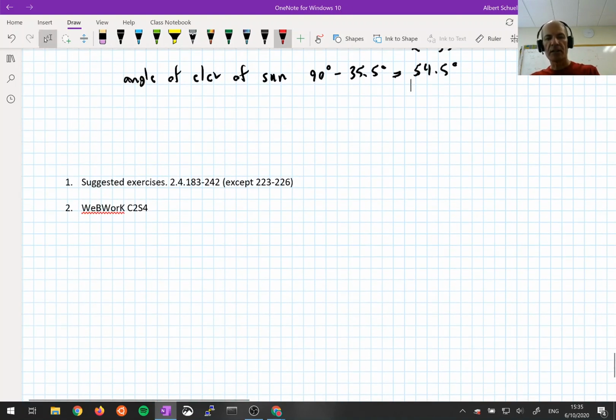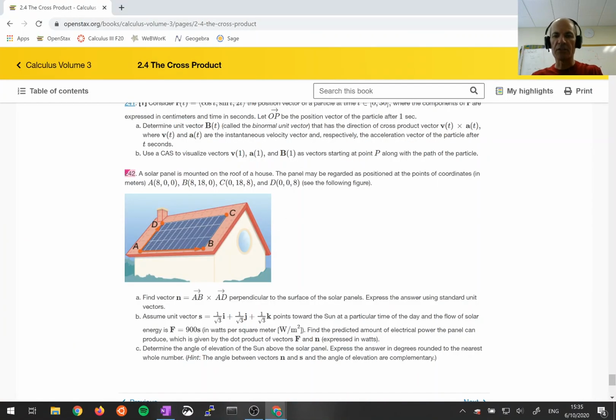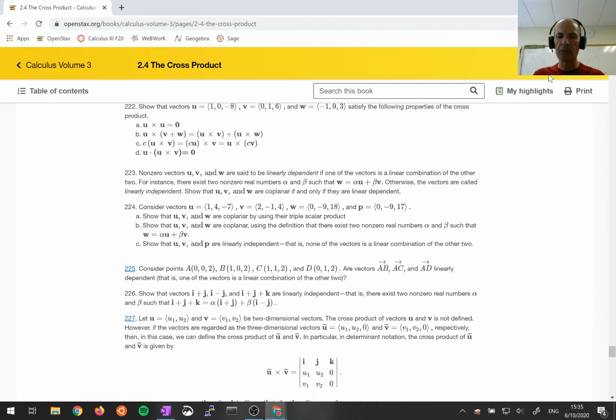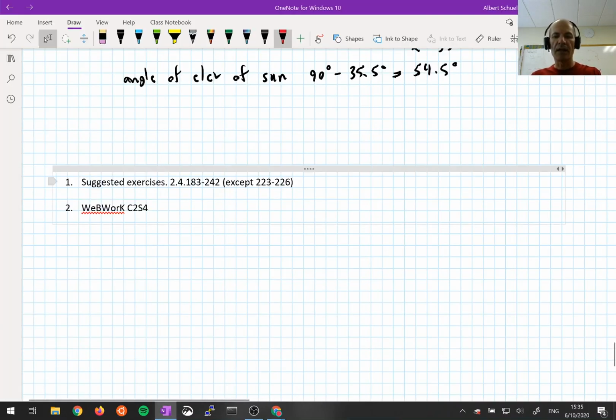Okay, suggested exercises: essentially all of the exercises with the exception of 223 through 226. Why am I excluding those? If you go look at them, they're talking about a topic from linear algebra, and it's not that I'm opposed, but I just don't want you focusing on that particular topic, the topic of linear independence or linear dependence. It's not something that's going to come up in the class, and if it does, I'll cover it at that point. So all of the exercises except for those, again, don't do them all, just do a sampling of them from each of the various sections. Do enough of them so that you feel confident, and when you feel confident, go over to WebWork and take the assessment for Chapter 2, Section 4, the cross product. Thanks.